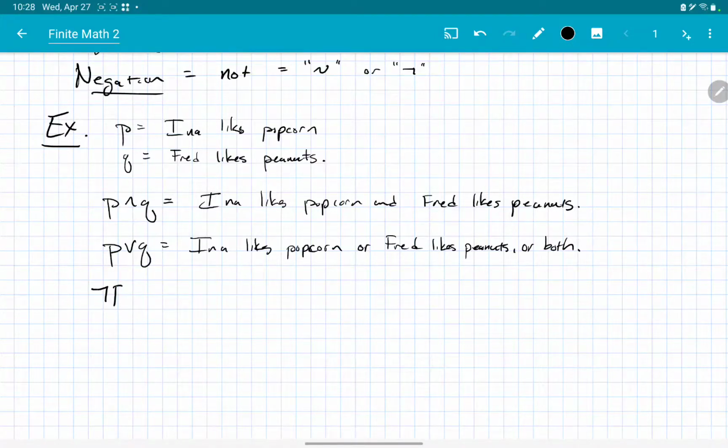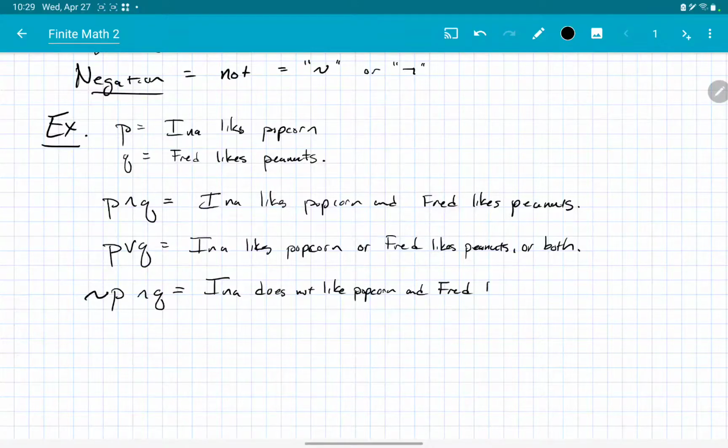The statement not P and Q. Okay, this is a statement asserting the opposite of P and at the same time Q. So this statement is Ina does not like popcorn and Fred likes peanuts. So that is that statement there.